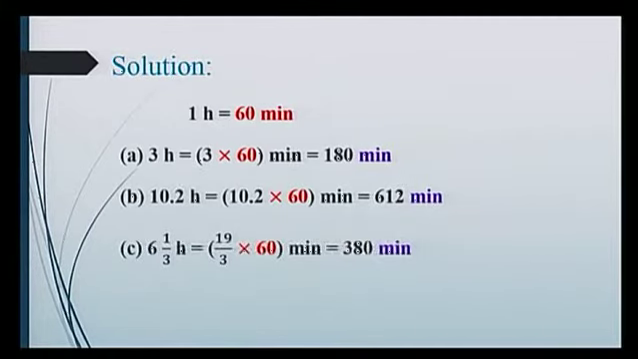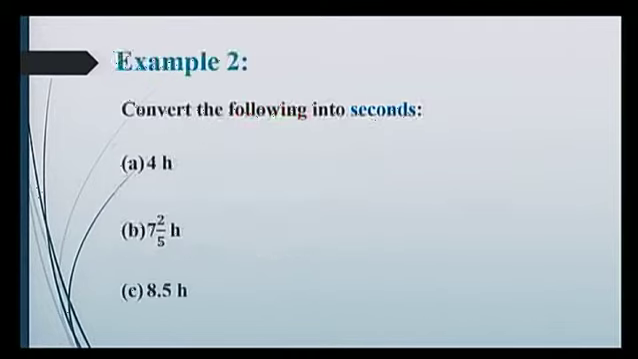Remember, 1 hour is equal to 60 minutes. So for 3 hours, it's going to be 3 times 60, that is 180 minutes. For 10.2 hours, it's going to be 10.2 times 60, that is 612 minutes. Similarly, for 6 1/3 hours, I convert it into an improper fraction, that is 19/3 times 60, which gives me 380 minutes.